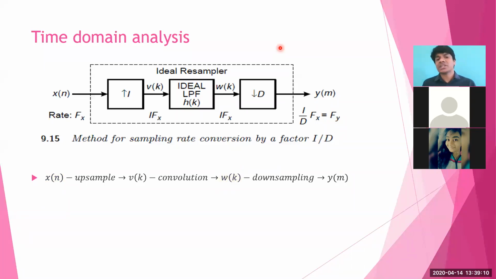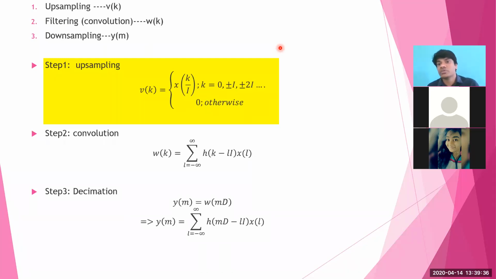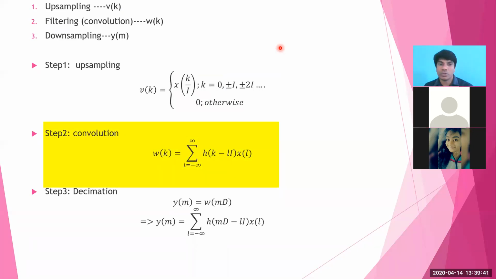Now, after that, the next step is downsampling. So once again, I'm taking the input sequence, I'm upsampling it, I'm convolving it, and then I'm downsampling it to get the I by D resampled sequence. Here again, these are the steps we have to follow. Here I'm doing upsampling. This is the expression for upsampling, which we have seen in the previous slides as well. And this is the expression for convolution. I'm taking v of k and convolving with a function having impulse response h of n.